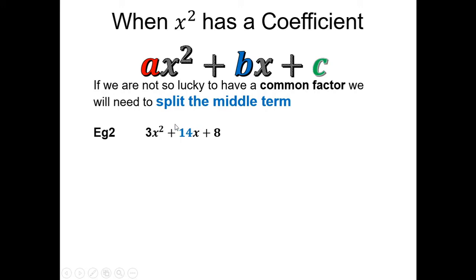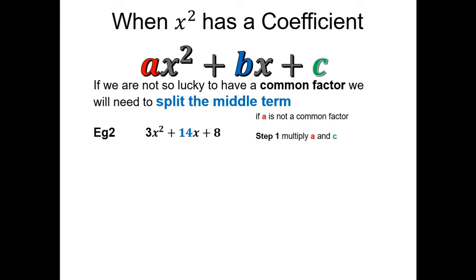Okay, once again, there's a number in front of my x squared. I can't factor it out, so I'm going to need to split the middle term. Always, always, always when there's a number in front of the x squared term, at least try, check, make sure that it's not a common factor, and it's not. I can't divide 14 by 3, and I can't divide 8 by 3, so I can't factor the 3 out.